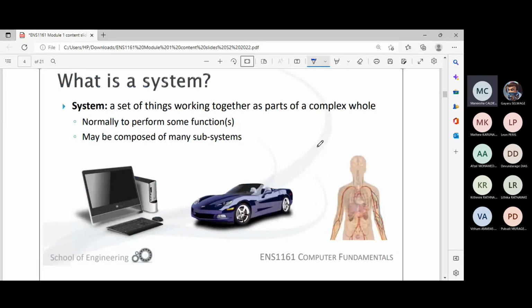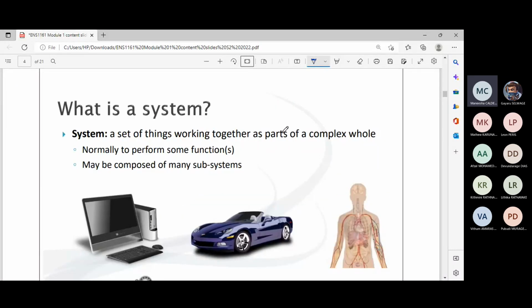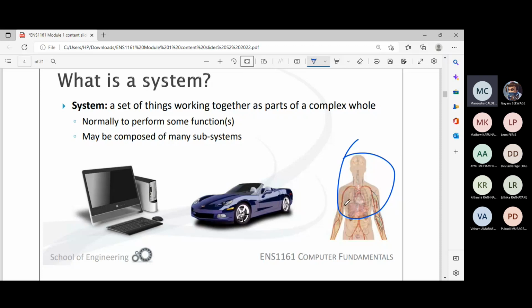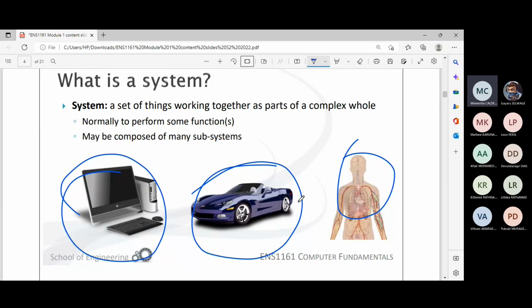What is a system? The very first question, what is a system? A system is something that is able to perform some specific work, or simply a work. The human body is a system, one of the very complex systems in the world. A car is a complex system in the world. A computer is another complex system in the world.